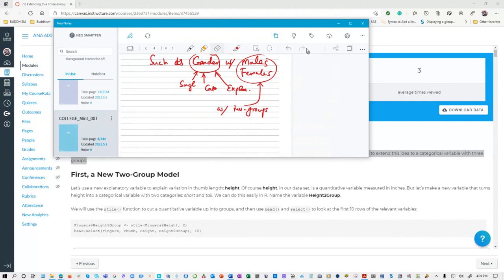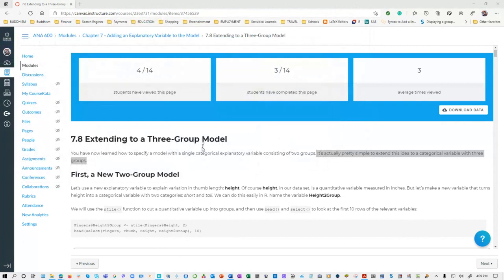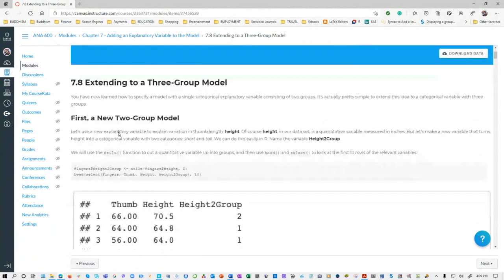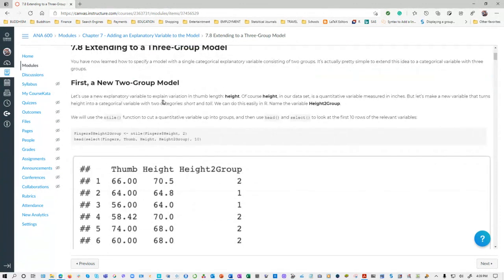Instead of two groups, we can have a single categorical explanatory variable with three groups or four groups. It is actually pretty simple to extend this idea to a categorical variable with three groups. Let's use a new explanatory variable to explain variation in thumb length: height. Height in our data set is a quantitative variable measured in inches, but let's make a new variable that turns height into a categorical variable with two groups, short and tall. We can do this easily now.